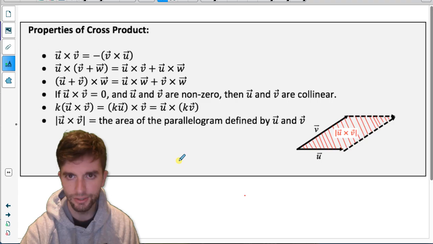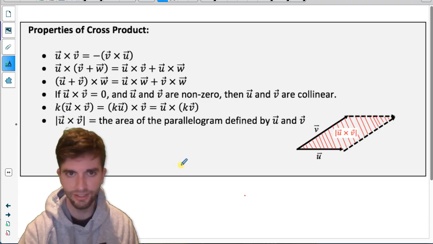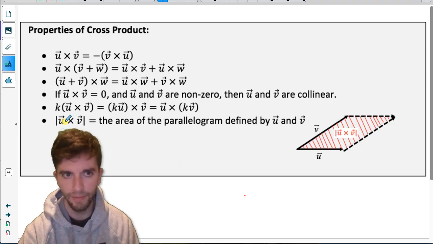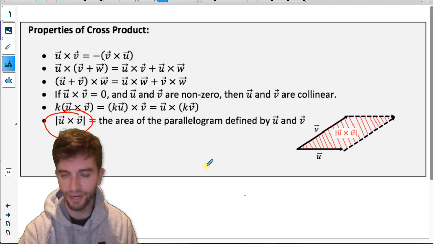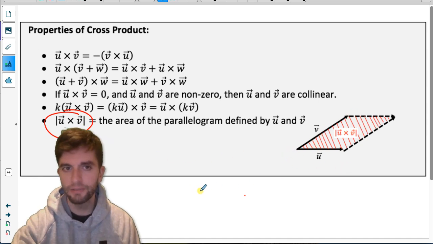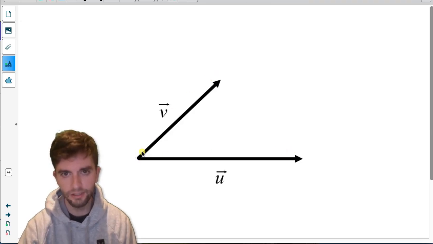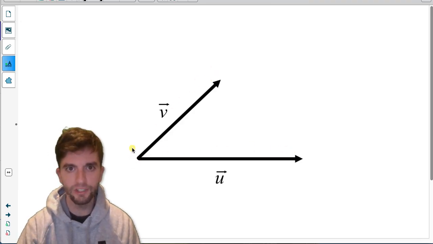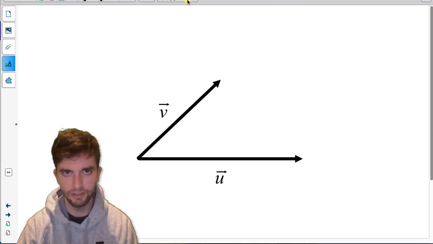And the magnitude of the cross product actually gives us something very interesting. The magnitude of a cross product is equal to the area of a parallelogram defined by the two vectors. So the magnitude of U cross V equals the area of the parallelogram formed by vector U and V. Let me demonstrate this to you. Here, I've got two vectors, vector U, vector V. Let me first start by forming a parallelogram with these vectors.